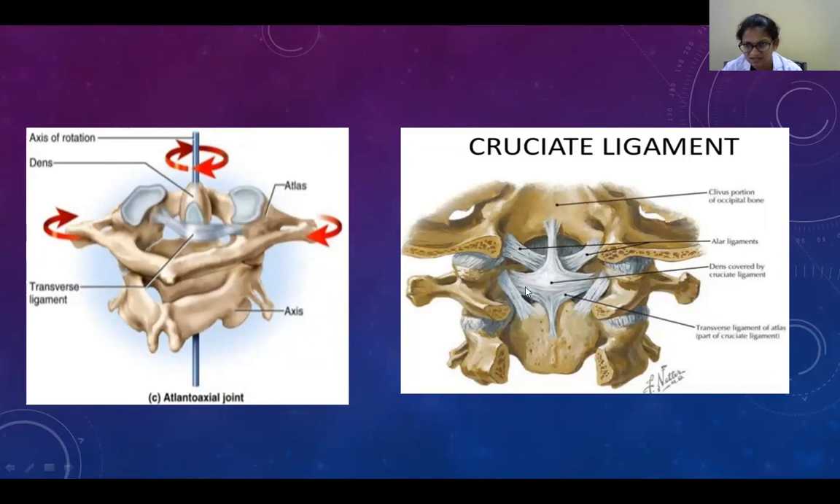And next, this is the cruciate ligament. This cruciate ligament has an upper band and a lower band. And next, these two are the alar ligaments. In front of the upper band, we see the apical ligament. These are the attachments of the ligaments here.